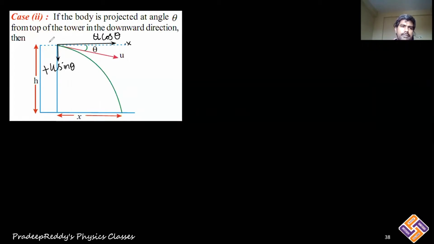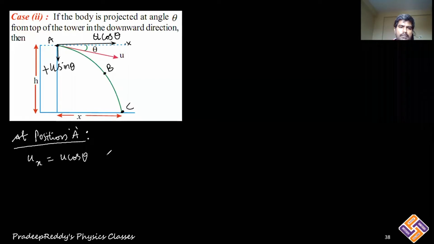Let me take this point as A, somewhere in the middle I consider point B, and this point I consider as C. Now I want to find the velocities at different positions, at A, B and C. At position A, velocity along the x-axis is u cos theta, and this is constant, and velocity along the y direction is u sin theta, and this is downward.